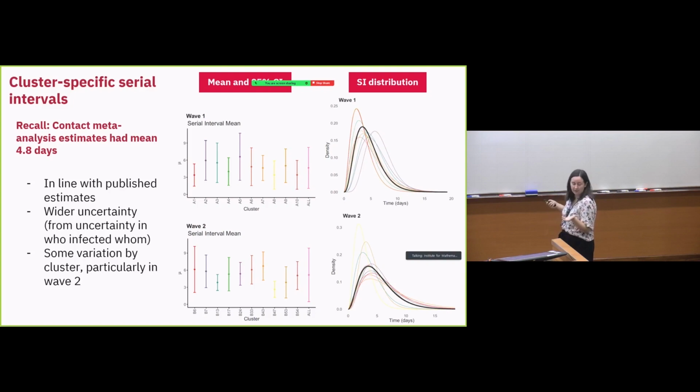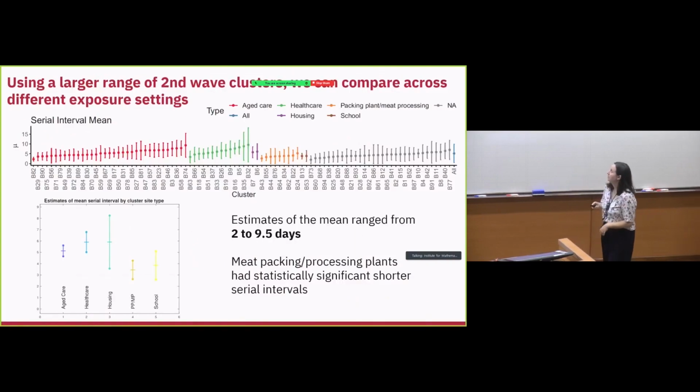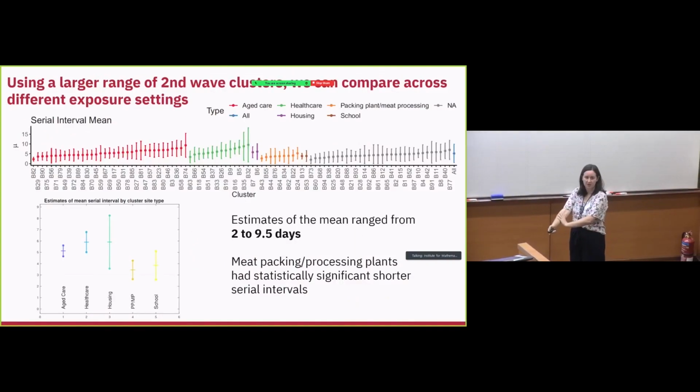Which I think is natural, given the fact that in this data, we think we've got about 50% sequencing. So they had strong genomic sequencing, but we're still missing half of cases on average. Where we did see a little bit more significant difference between our clusters was when we had a look at these different exposure site settings that they were seeing outbreaks in the second wave.